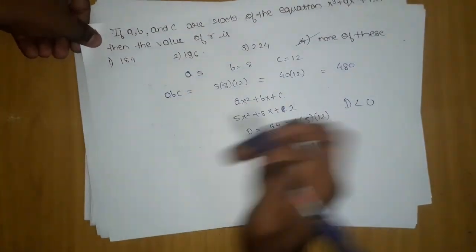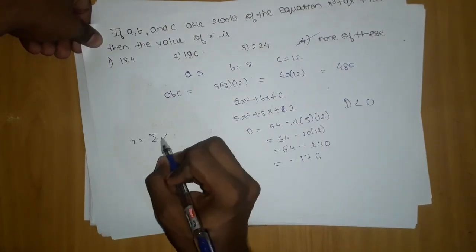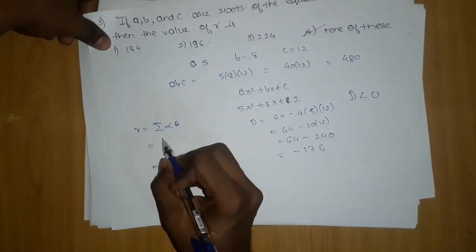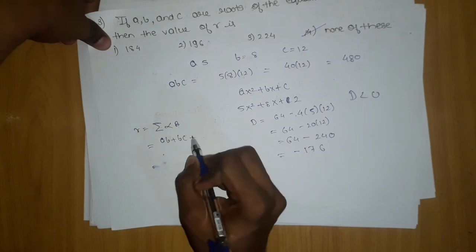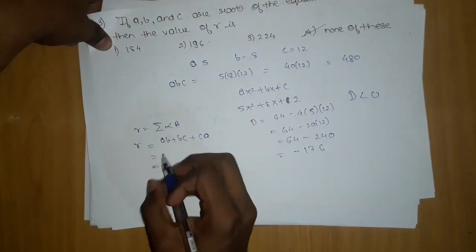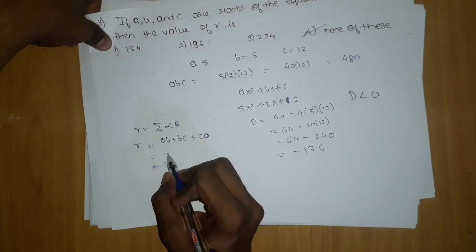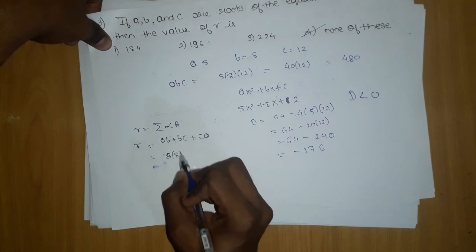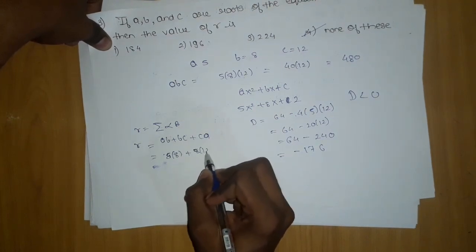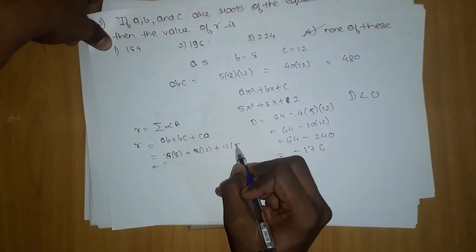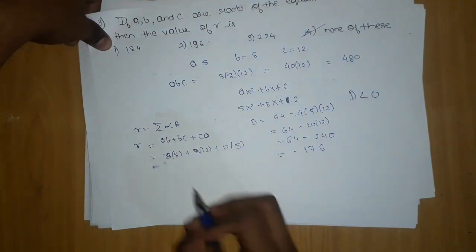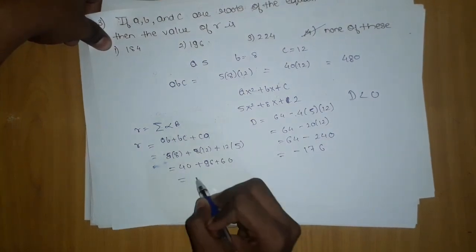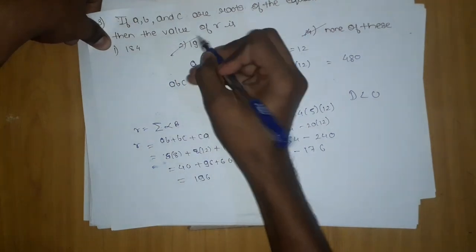Now for the third option, what is the r value? r is nothing but the summation of alpha into beta. So I have to take two terms at a time: a into b plus b into c plus c into a. r will be 4 into (5 into 8 plus 8 into 12 plus 12 into 5). So we are getting 40 plus 96 plus 60, which gives us finally 196. So the second option is the answer.